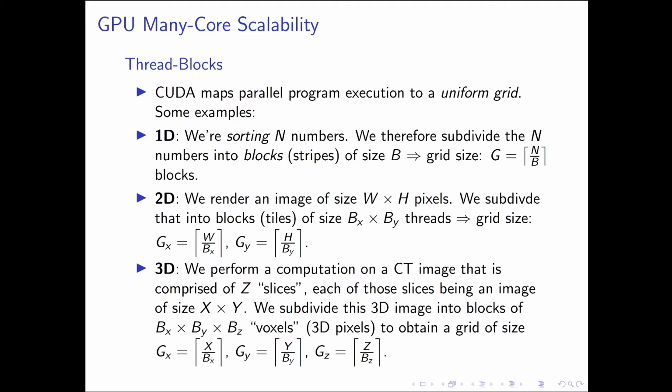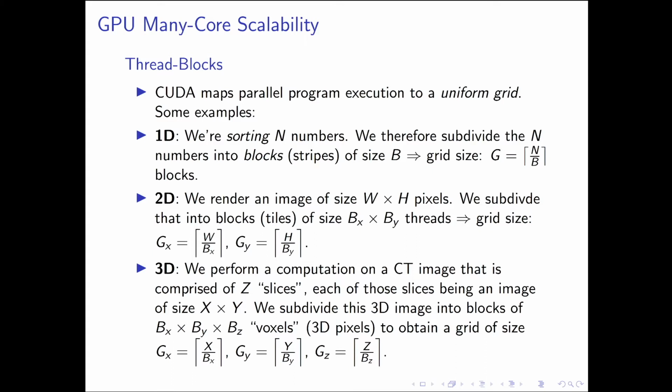And then we subdivide that image into tiles. Like our blocks are now 2D blocks of size bx times by. And then that would give us the grid size of gx, where we would divide the width of the image by the block size in the x dimension. Then we would again round that up so that we have enough blocks also for the overlap. That is where we have, like, at the boundary a couple more pixels that are the remainder of the division. And we would do the same thing in the y dimension.